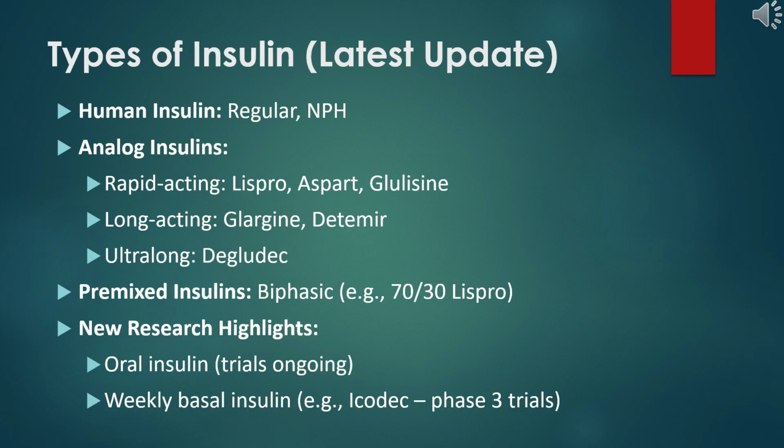Next, types of insulin. We have regular human insulin and analog insulins. Rapid acting analogues include Lispro, Aspart, and Glulisine. Long acting insulins are Glargine and Detemir. Degludec is an ultra long acting insulin. There are also premixed insulins like 70/30 Lispro. Research is now exploring oral insulin and once weekly insulins like Icodec.